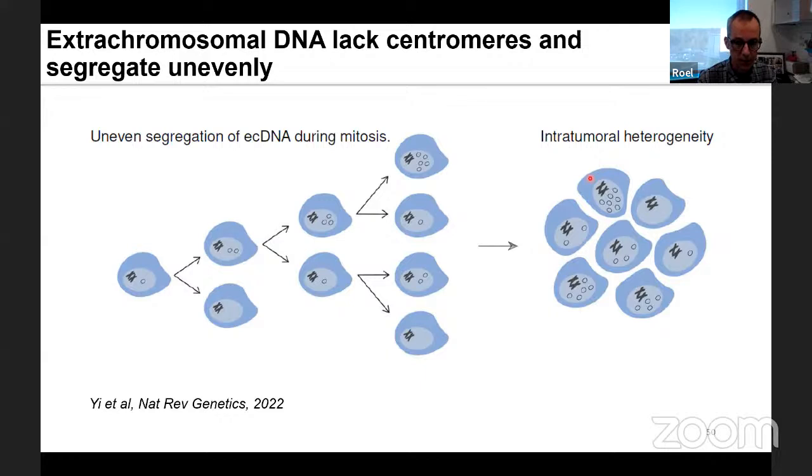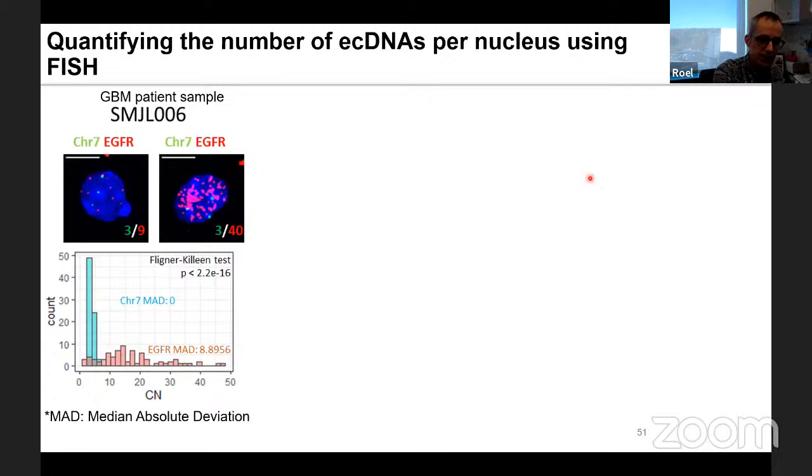So we tried to evaluate the heterogeneity of ecDNAs within tumor samples using FISH, by counting the number of ecDNA signals in FISH images. So here's one patient sample where we stained for the EGFR gene and counted the number of EGFR signals across a set of cells, and also counted the number of chromosome 7 signals. And as you can appreciate, there's a very different distribution for EGFR, a much more spread distribution for the number of EGFR signals relative to the number of chromosome 7 signals. This is the chromosome 7 centromere here.